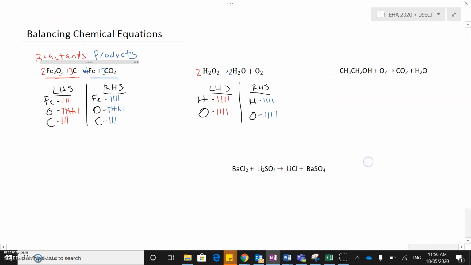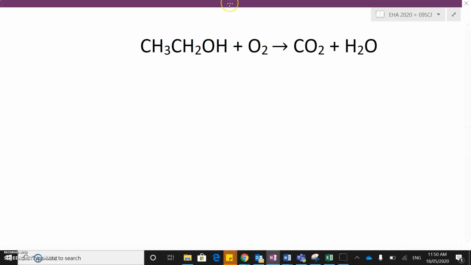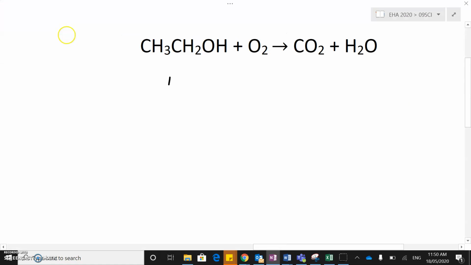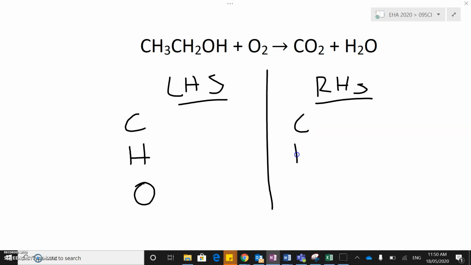Now let's see. I know that Sam had a question. Let's do this tricky one. Lots of counting to be done here. Left hand side, right hand side. We've got carbons, we've got hydrogens, we've got oxygens. Carbons, hydrogens, oxygens.